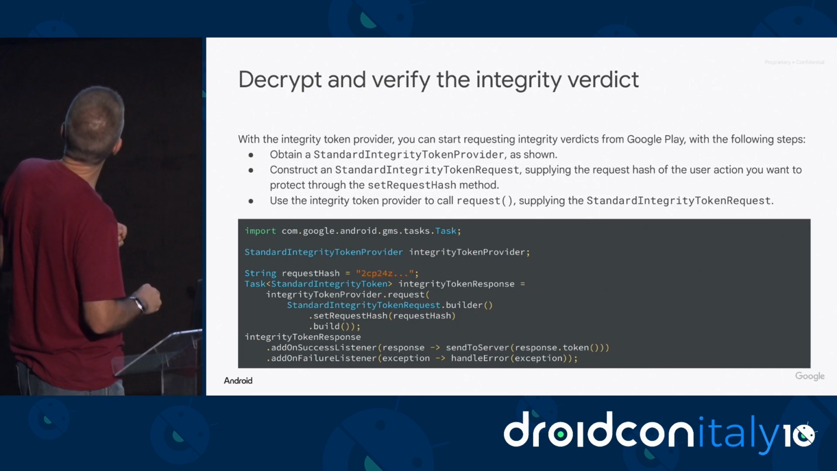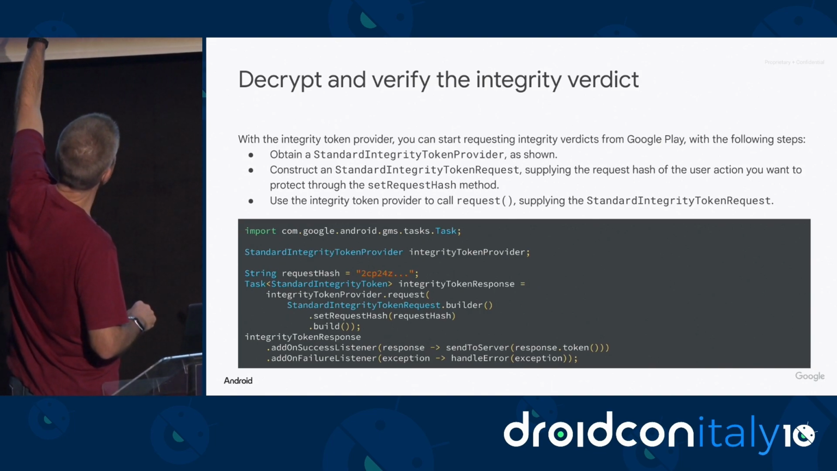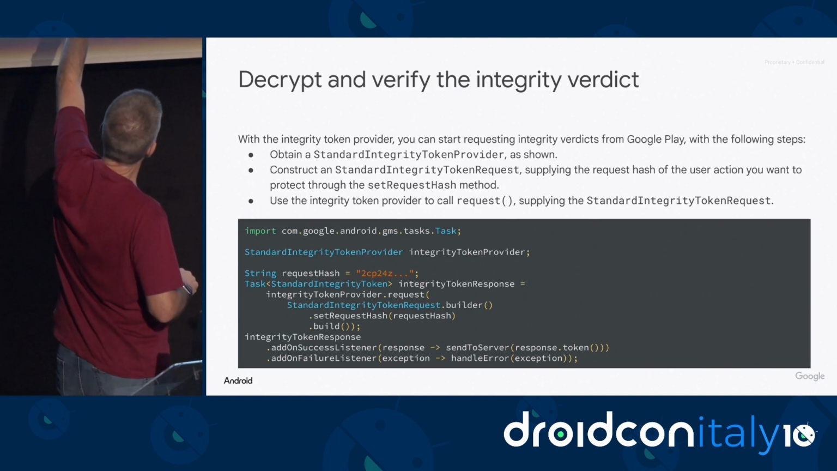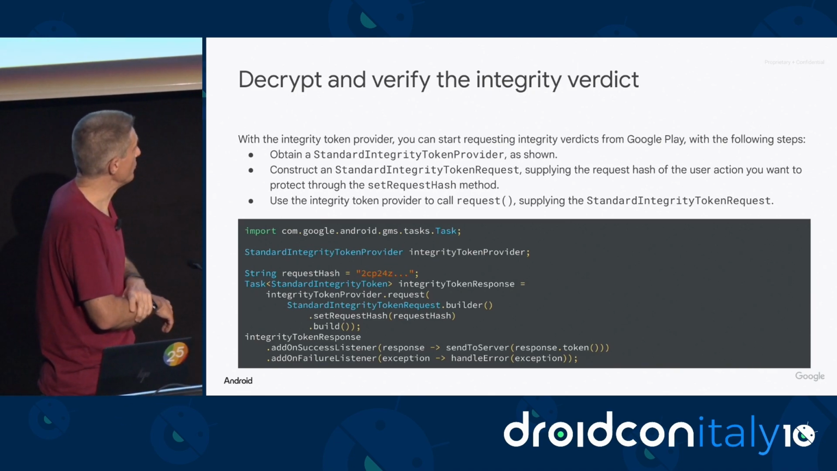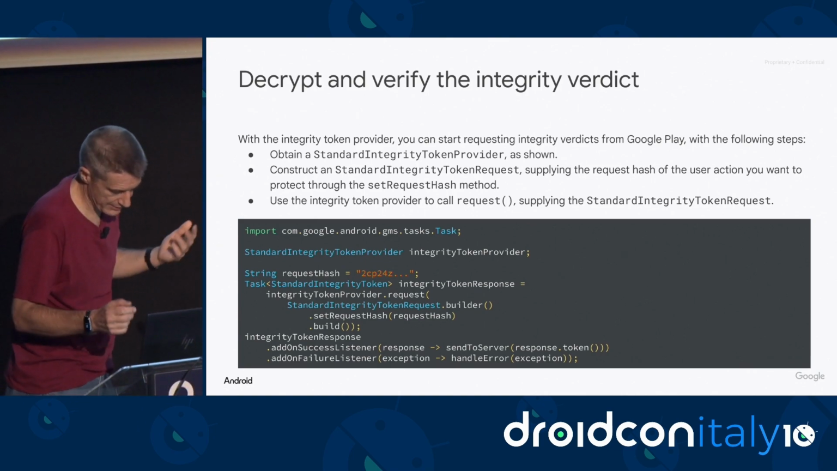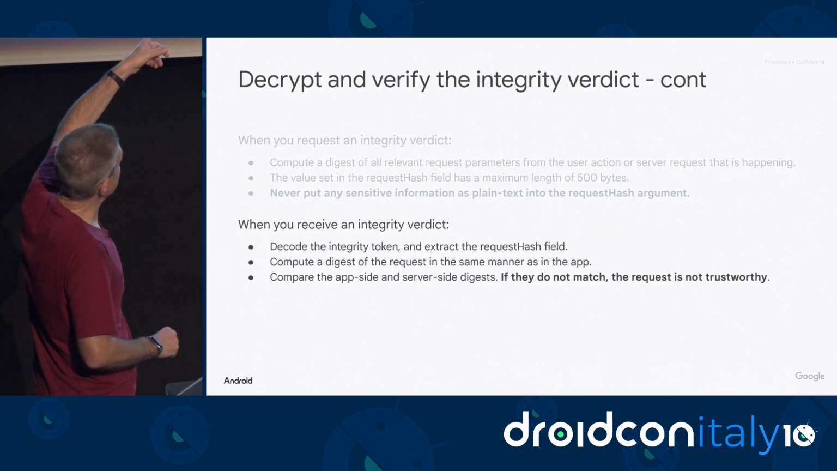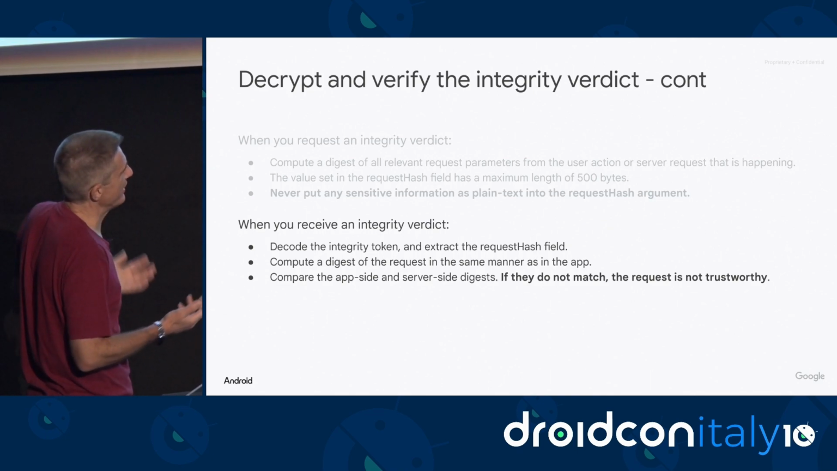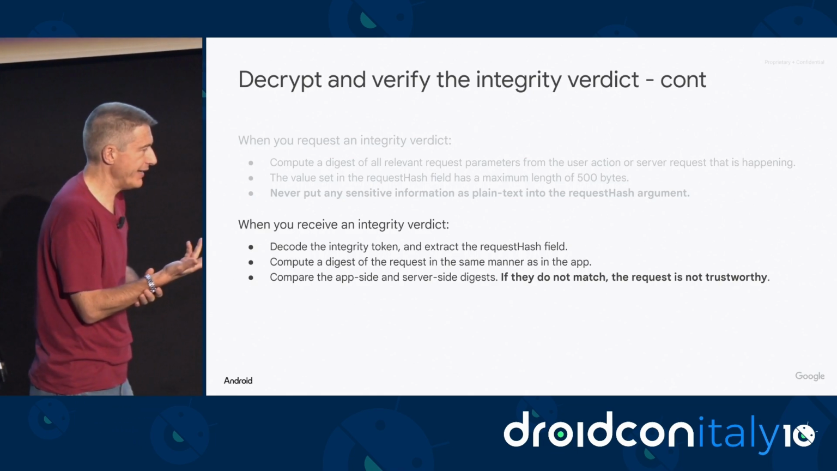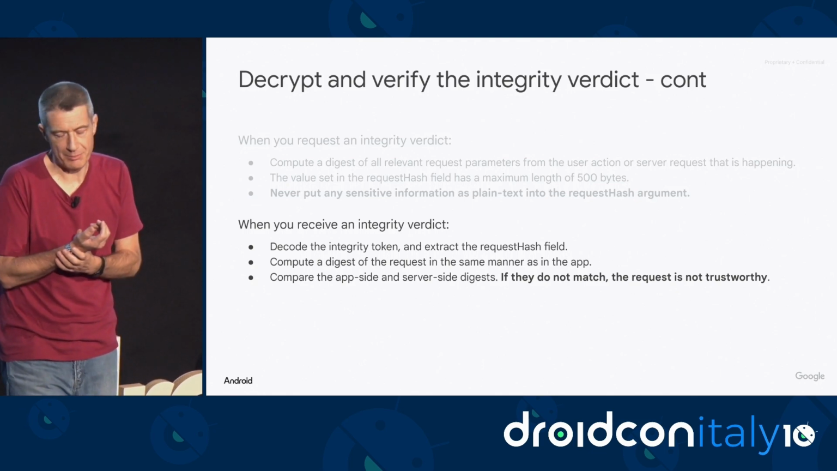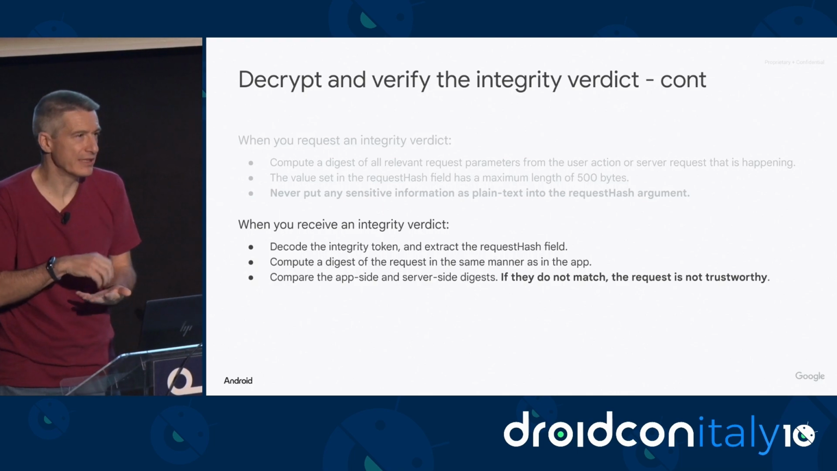And for the verdict, you see that you use the integrity token provider to call the request. So I have my hash, and I create a new request, and on success, I send the response token to the server. Otherwise, I have an error. Again, in this case, the app side and the server side digest need to match. Otherwise, the request is not trustworthy. The hash is practically what you use to avoid a replay attack in this case. And this is why it's important to put the most important information inside the hash.